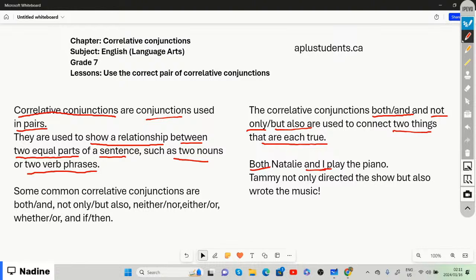Tammy not only directed the show, but also wrote the music. So Tammy not only directed the show, but also wrote the music. So which means that these are two things that are each true.